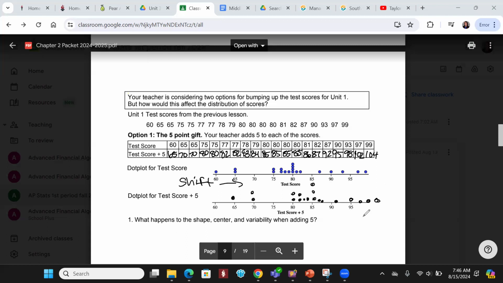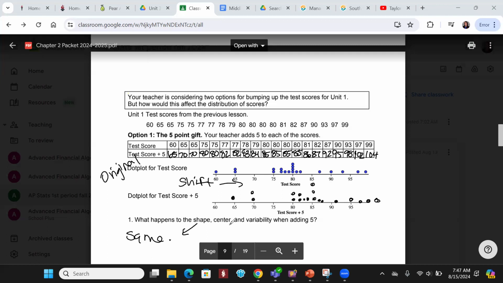Cool. So looking at the original, that's this first one, to the +5, we shifted up. And everybody can see that, right? Okay. All right, so what happens to the shape, center, and variability when we add 5? What happens to the shape? Does it change at all? Okay, so it remains the same.